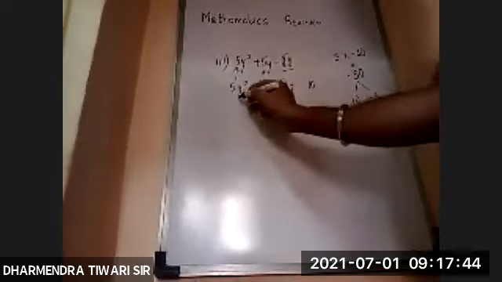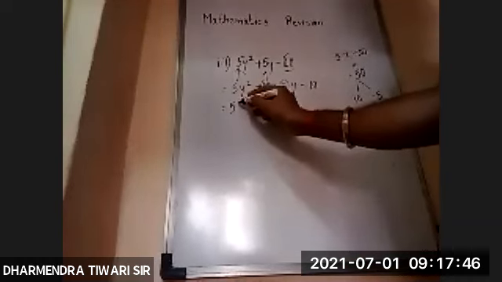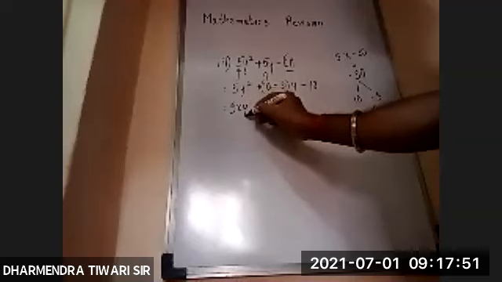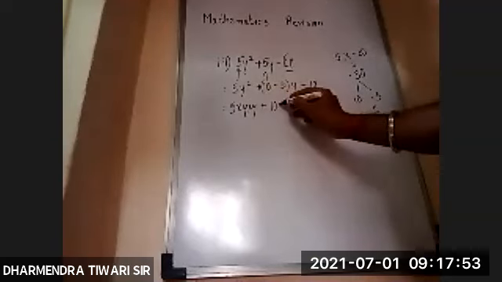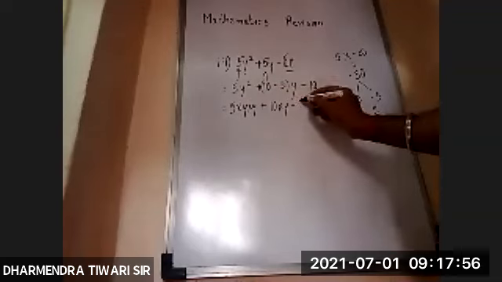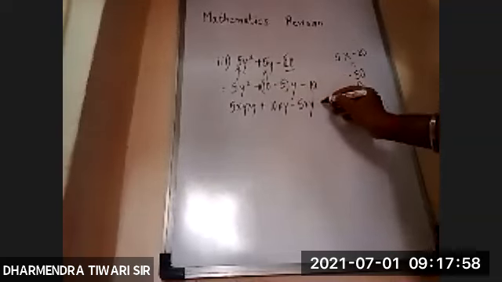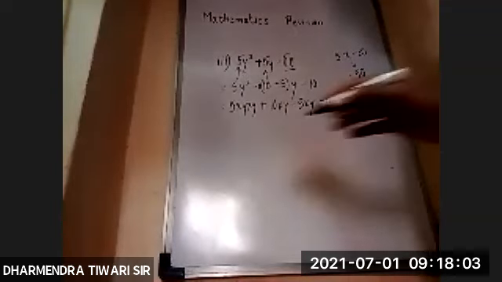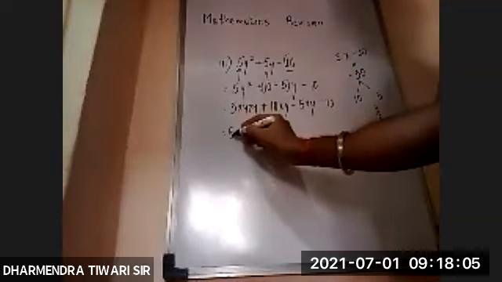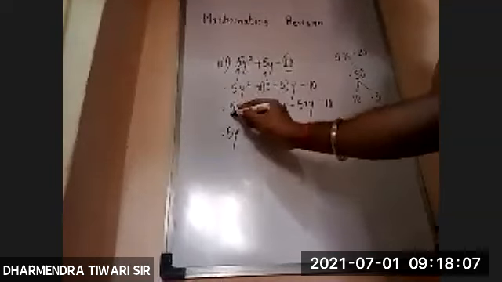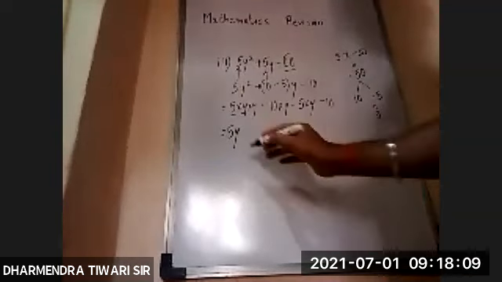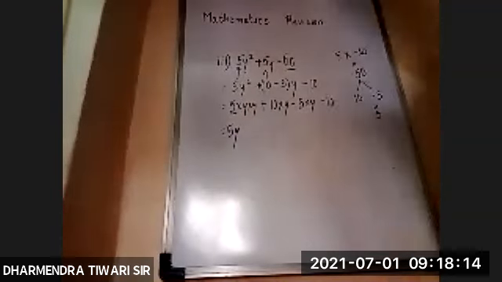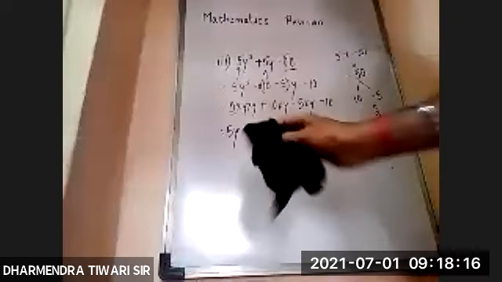So now 5 into y plus 10 into y minus 5 into y minus 10. What can we take common? We can take 5y common, because 10 can be written as 5 into 2. If you're not getting it, I will write it, I will break it again.